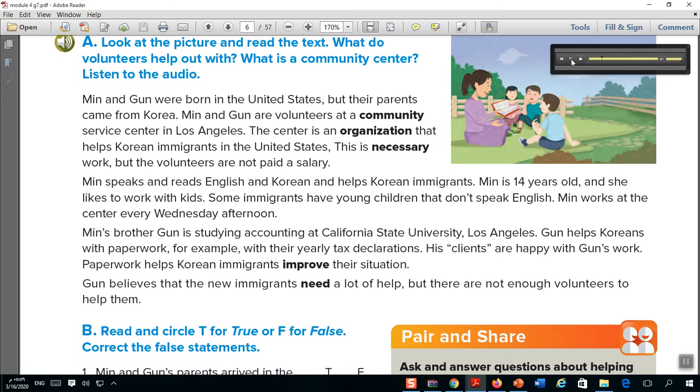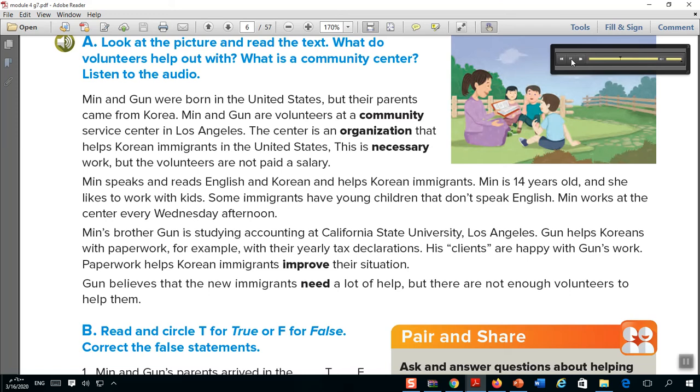Min and Gun were born in the United States, but their parents came from Korea. Min and Gun are volunteers at a community service center in Los Angeles. The center is an organization that helps Korean immigrants in the United States. This is necessary work, but the volunteers are not paid a salary.